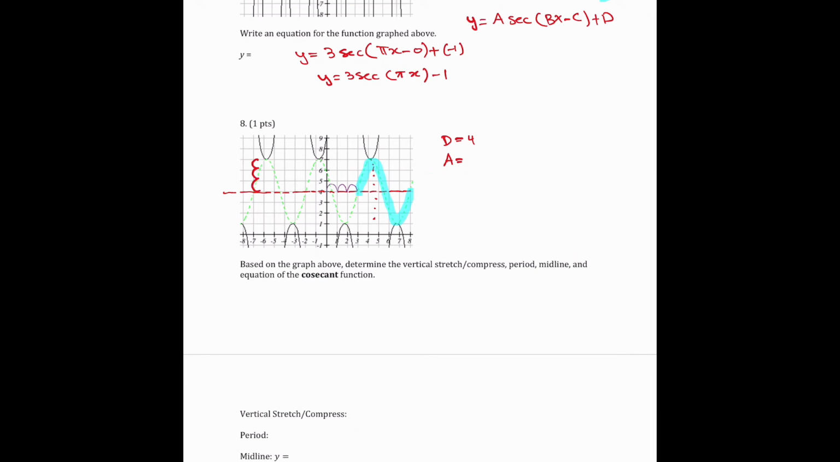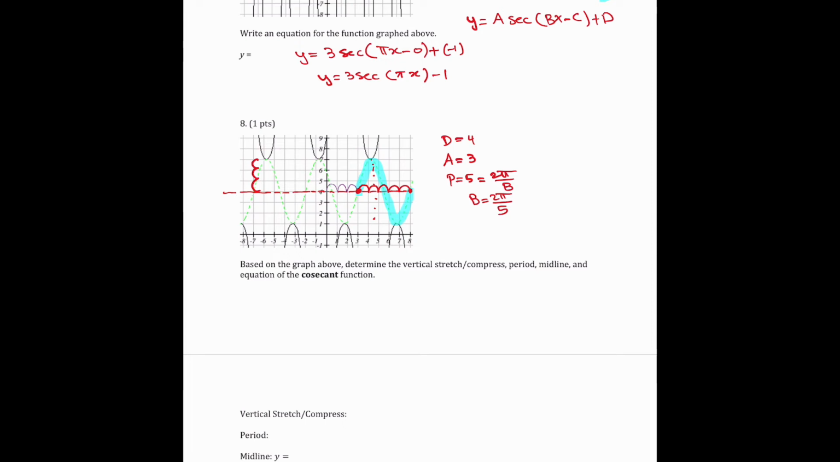1, 2, 3. B comes from the period length, and as I can see here, the period length from here to here is 1, 2, 3, 4, 5. So the period length is equal to 5, which is equal to 2 pi over b. From here we can solve for b. B is equal to 2 pi over 5.